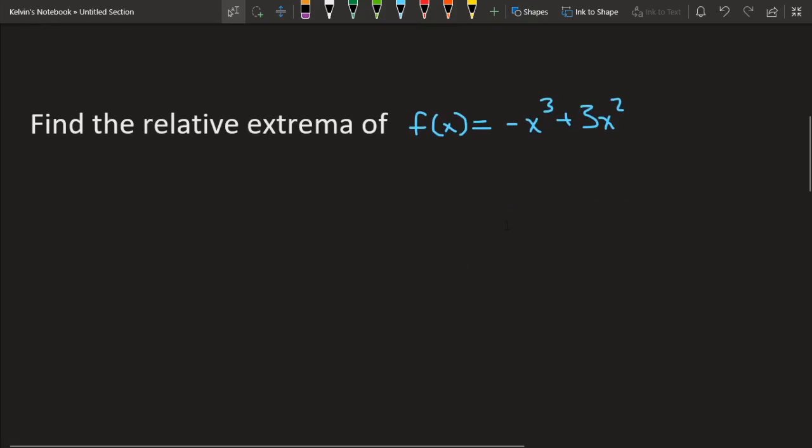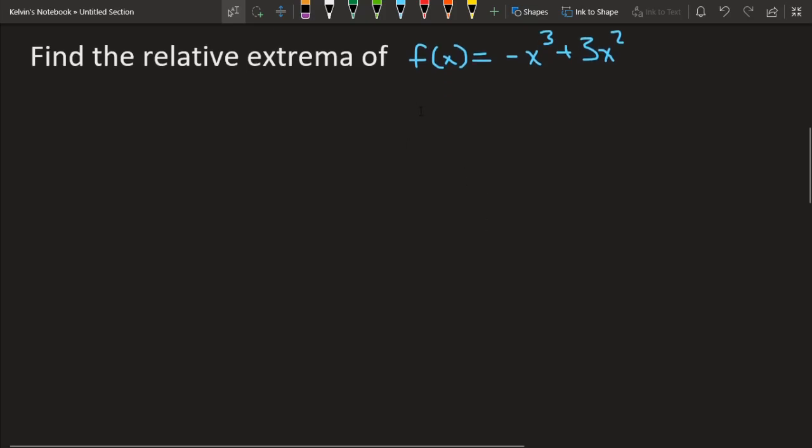So for our first example problem here, we are asked to find the relative extrema of f of x is equal to negative x cubed plus 3x squared. In order to do this, we first have to find the derivative of f of x. So we have to find f prime of x. F prime of x is equal to negative 3x squared plus 6x.